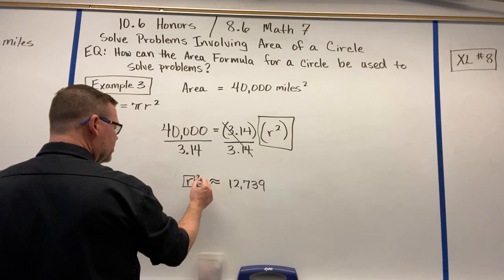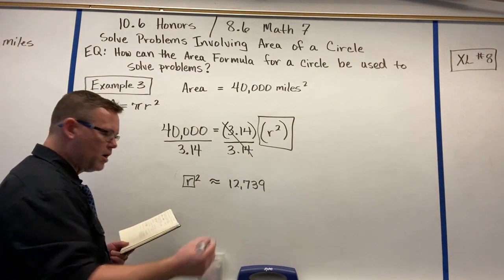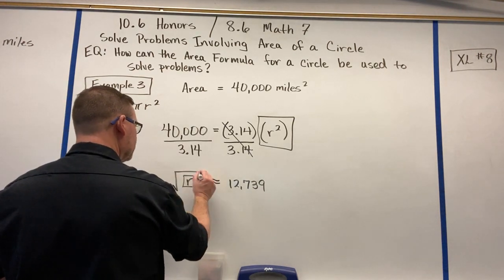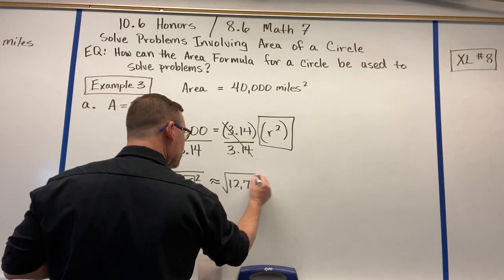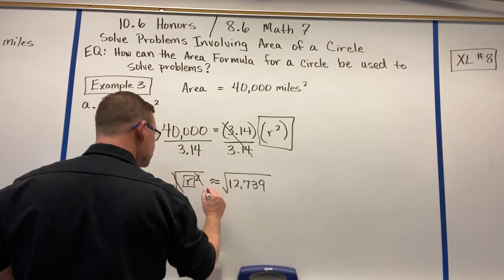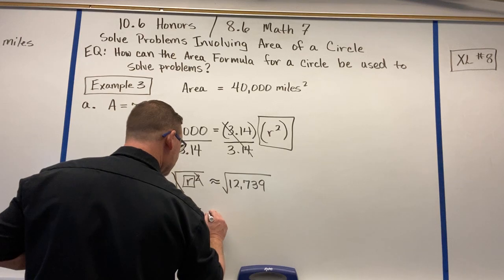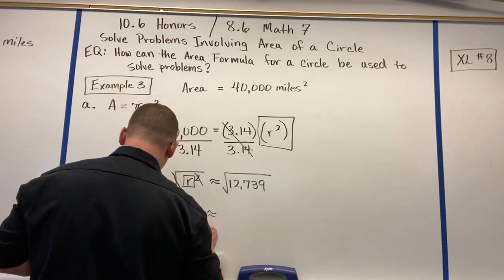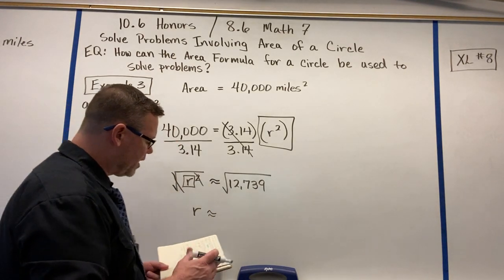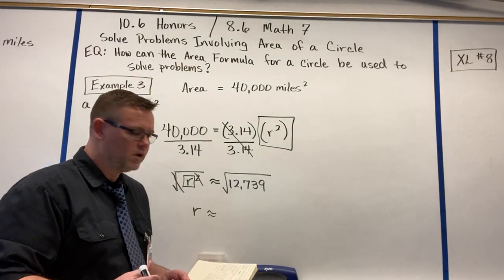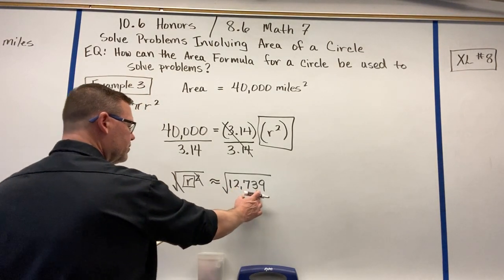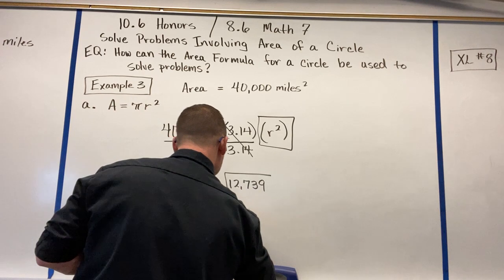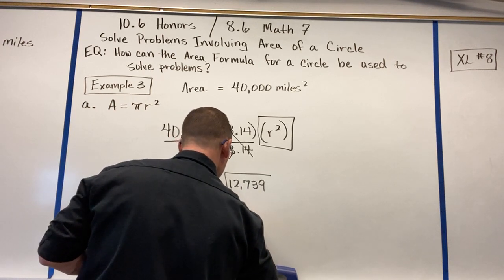That means I need to get rid of the squared. The opposite of squared is the square root. So I'm going to take the square root on both sides. This cancels this out. R is by itself. Like I said, this is an approximation because we're going to go to the whole number. So that means you need to take the square root of 12,739, and it turns out that this is approximately 113.